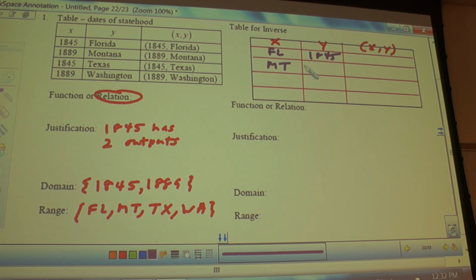So Montana, swap Montana and the year. Texas. And then write in your points. FL, 1845. Montana, 1849.